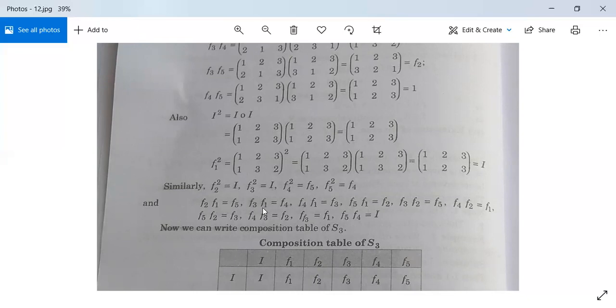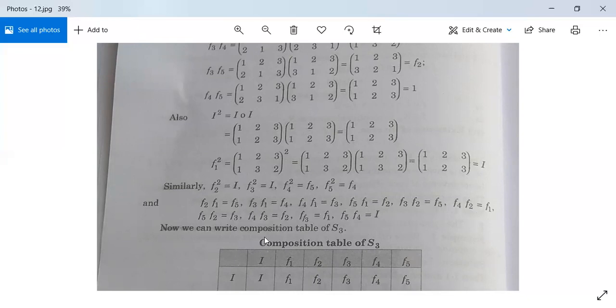And F2 F1 is F5, F3 F1 is F4, F4 F1 is F3, F5 F1 is F2, F3 F2 is F5, F4 F2 is F1, F5 F2 is F3, F4 F3 is F2, F5 F4 is identity.